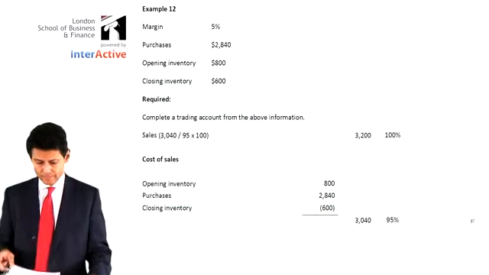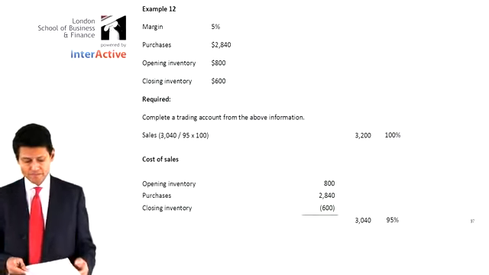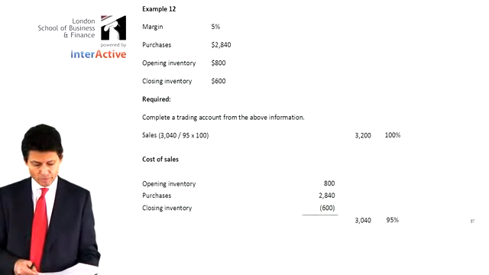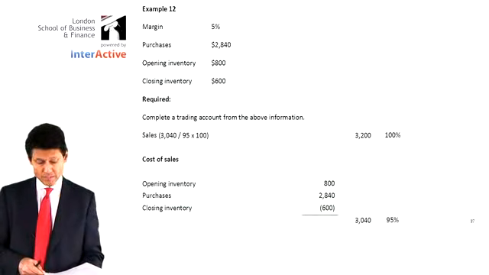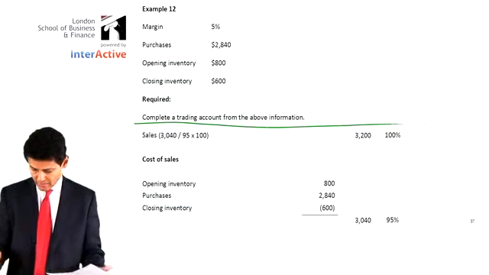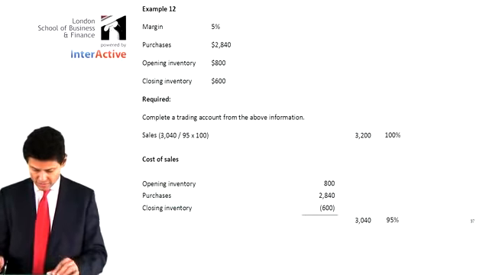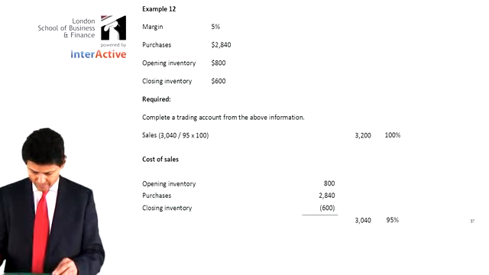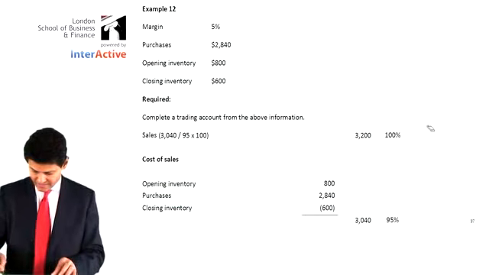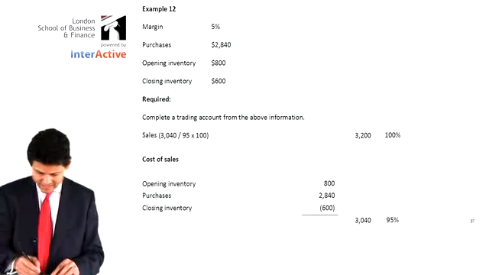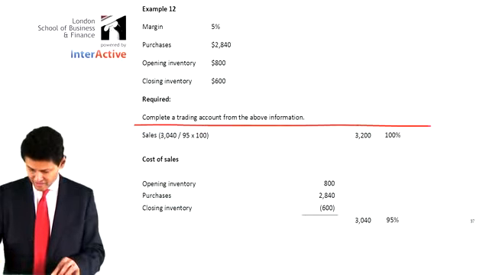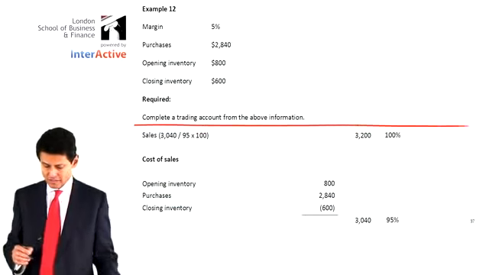Let's have a look now. Example 12, the margin is supposed to be 5% and the purchases are 2840, opening inventory, closing inventory. So the best way to do these things is to put down whatever is given. So if I can just draw a symbolic line there to indicate end of question, start of answer. Quite important to know where the question ends and where the solution begins. So let me say that's the end of question. Here comes the start of answer.